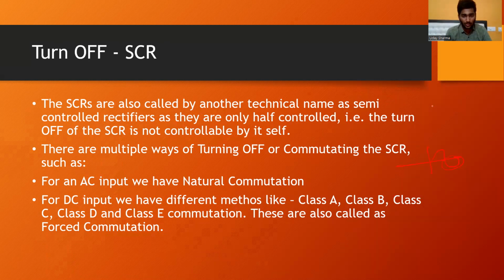When a DC supply is provided, we have multiple methods of commutation like class A commutation, class B commutation, class C, class D, and class E commutations. These are also called forced commutations, as an external supply is given to turn off these thyristors.